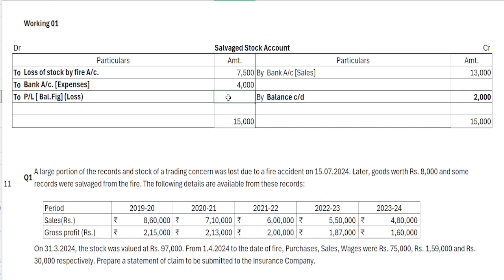Then loss from salvage is equal to total minus all the expenses, which is 15,000 minus 7,500 minus 4,000. 3,500 is transferred to the P&L account, stating that it is a loss from salvage account.